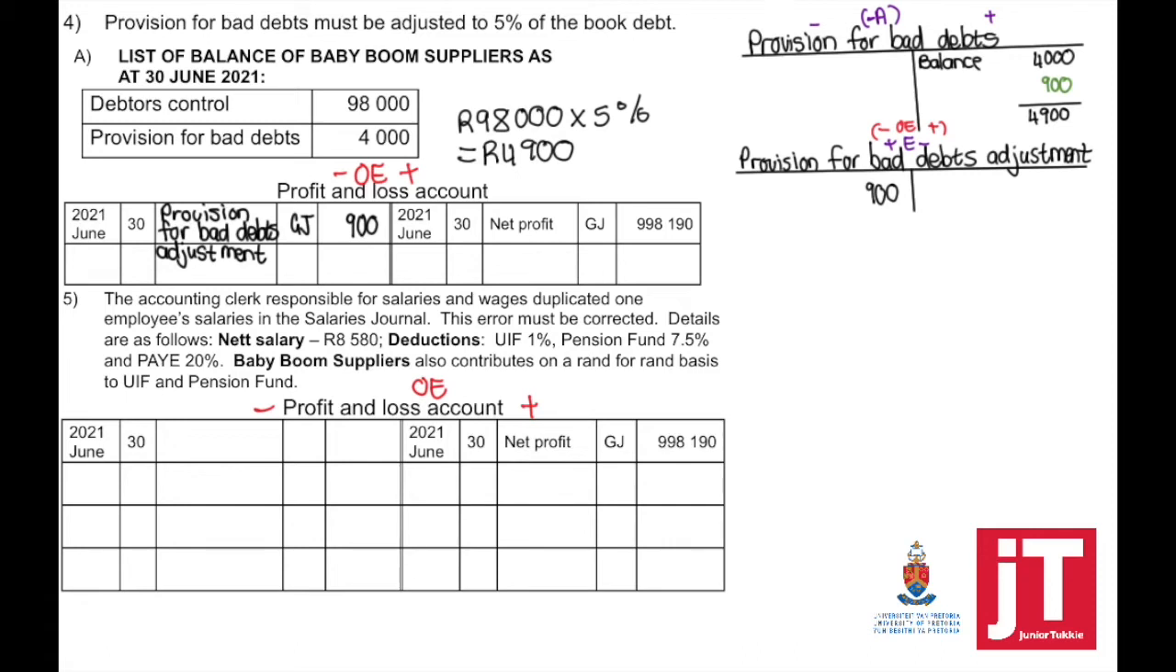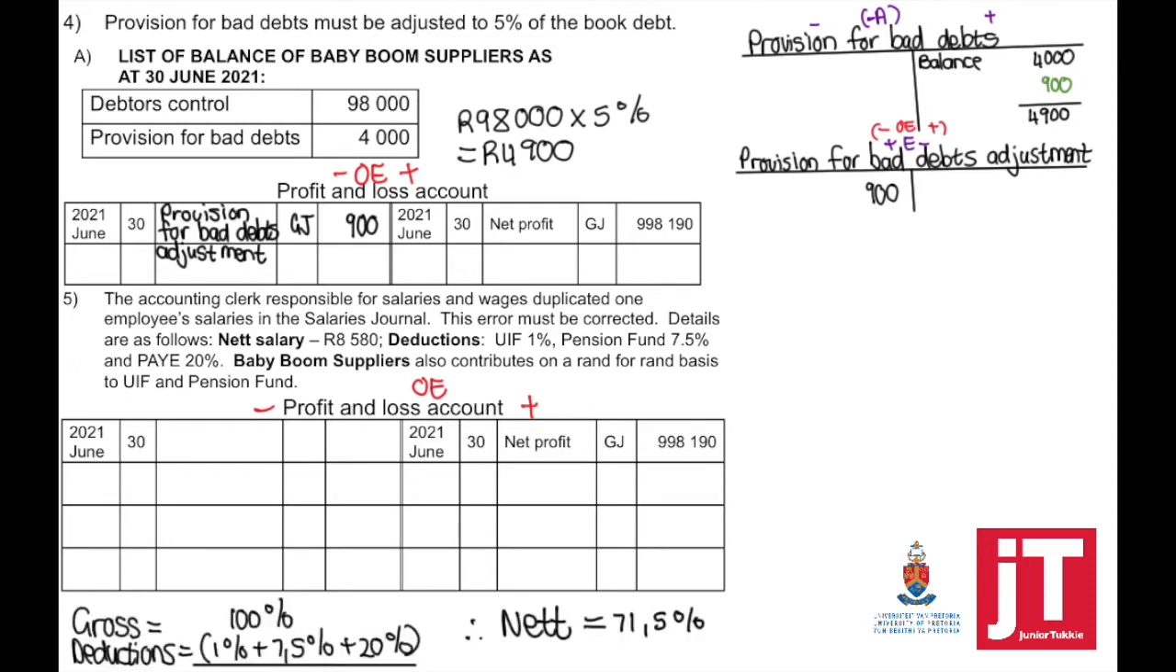So what makes this more challenging? They didn't provide you with the gross salary. Remember that the gross salary appears in the salaries and wages account, which will end up in the profit and loss account. The net salary will go to creditors for salaries, which is a liability in the balance sheet account section. Secondly, they also did not provide you with figures for UIF, pension fund, pay as you earn. They only provided you with the percentages, which makes it a bit more complicated.